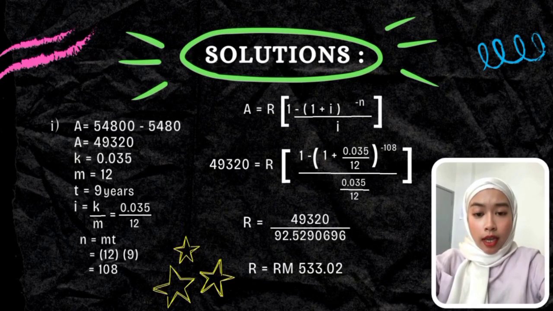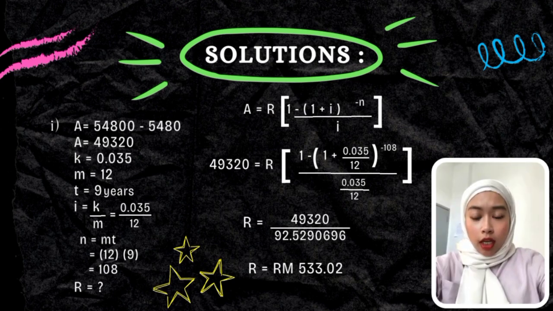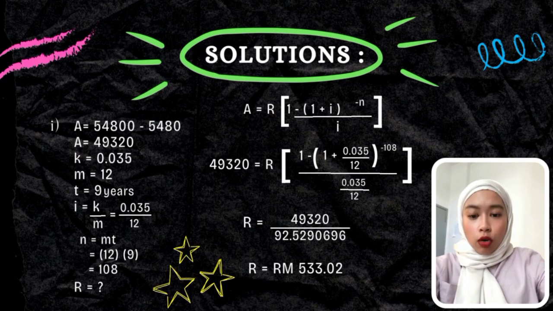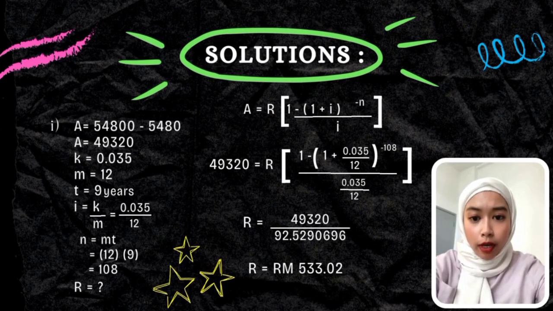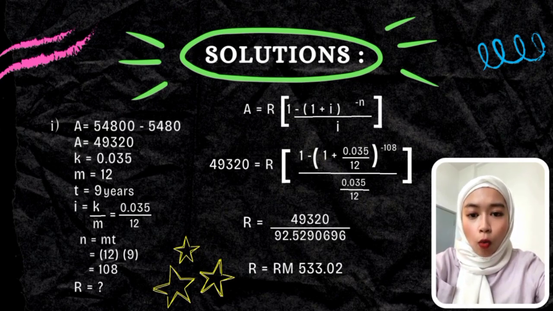For the original loan, A is equal to 54,800 minus 10% down payment, 5,480, which is equal to 49,320. K equals 0.035, M compounded monthly is 12, T is 9 years, I is K over M, 0.035 over 12, and N is M times T, 12 times 9, equal to 108. To find monthly payment R, the formula used for loan is A equals R in bracket 1 minus in bracket 1 plus I power of negative N over I.